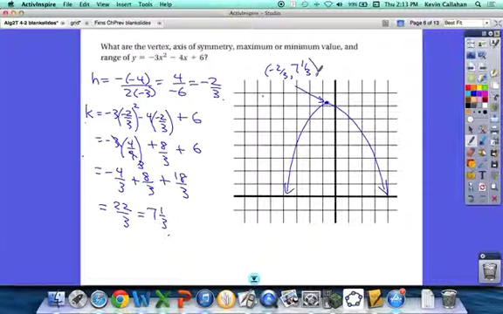Axis of symmetry, what is it? Yeah, it's that vertical line, so that is x equals negative 2/3. Okay, is that point a maximum or a minimum? It's the highest point, so it's the maximum. That's all you have to say for that. And what is the range of that? The domain is all real numbers. They're always all real numbers for domain, for quadratics.